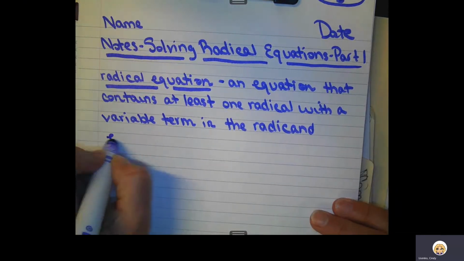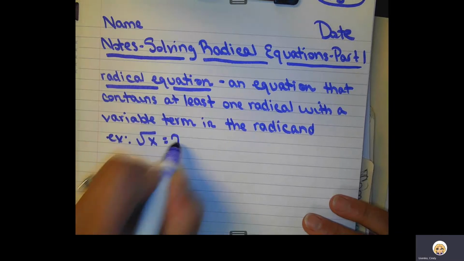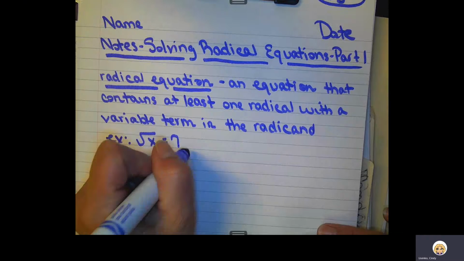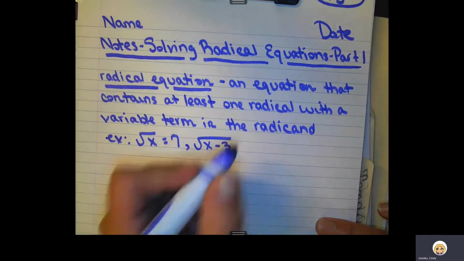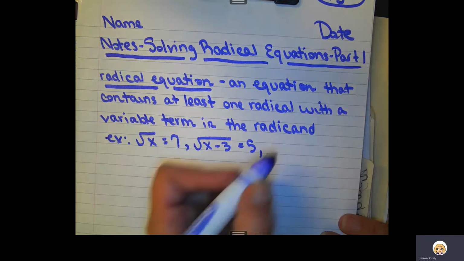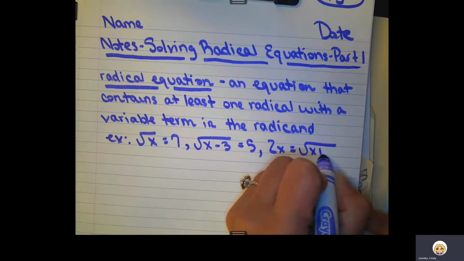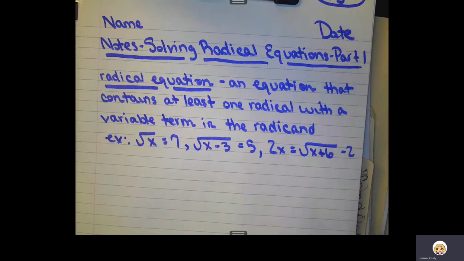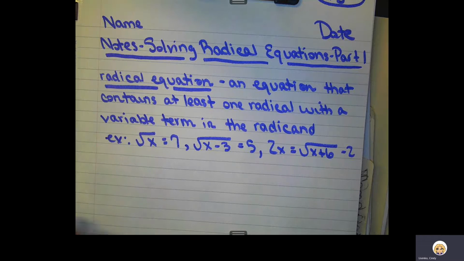So here's some examples of radical equations. So I'm just going to write examples. We've got the square root of x equals 7. There's an example of a radical equation. Another one, the square root of x minus 3 equals 5. And one more, 2x equals the square root of x plus 6, minus 2. These are all radical equations because they all have variables underneath the radical, and we're going to learn how to solve those today.